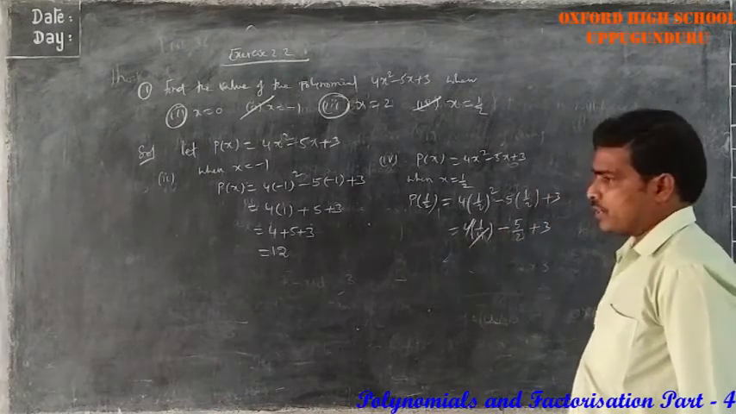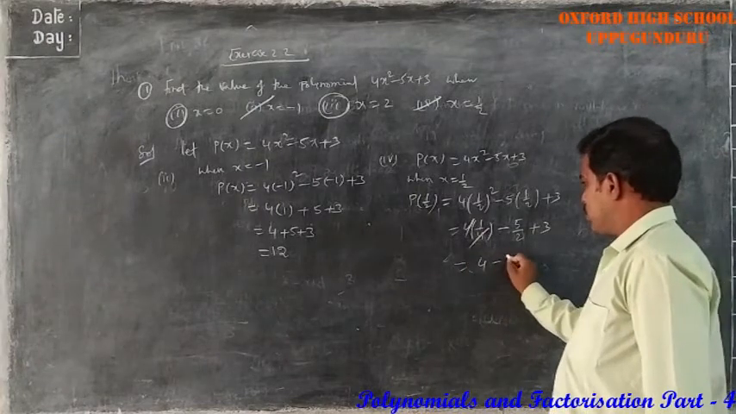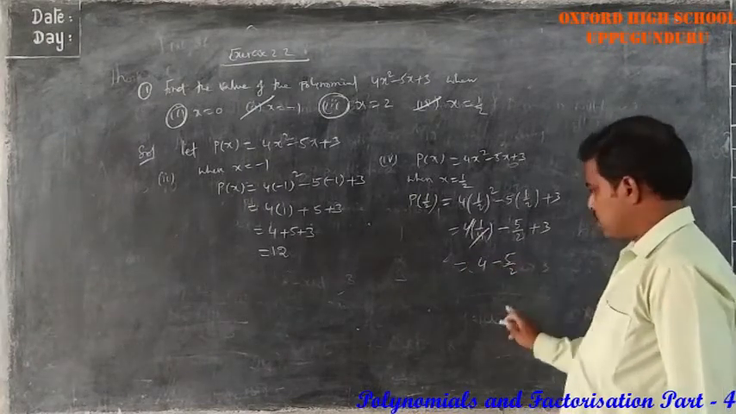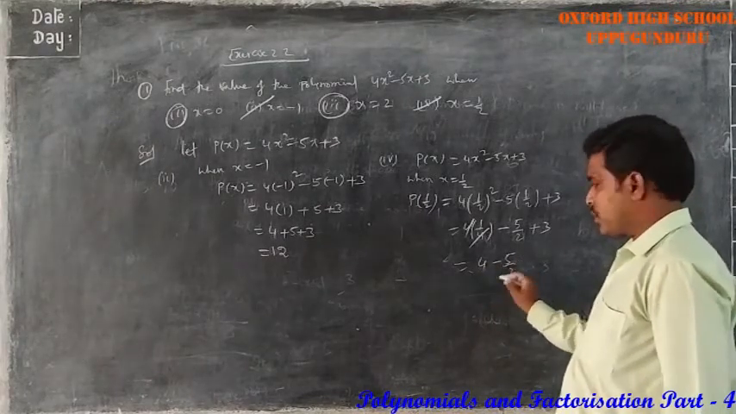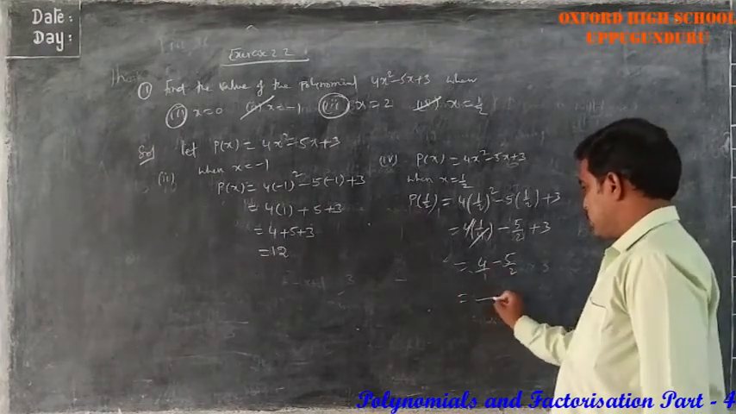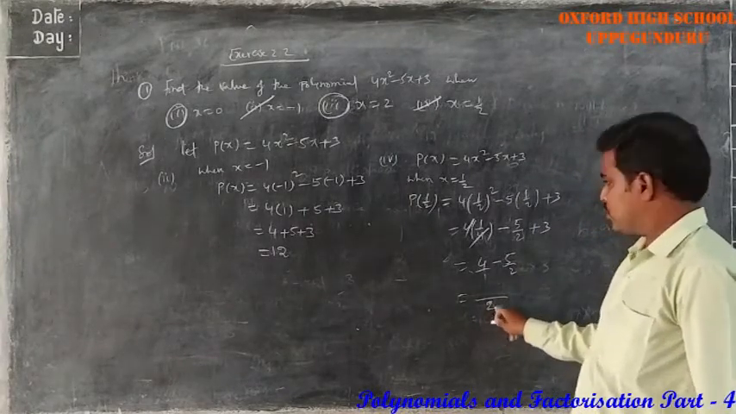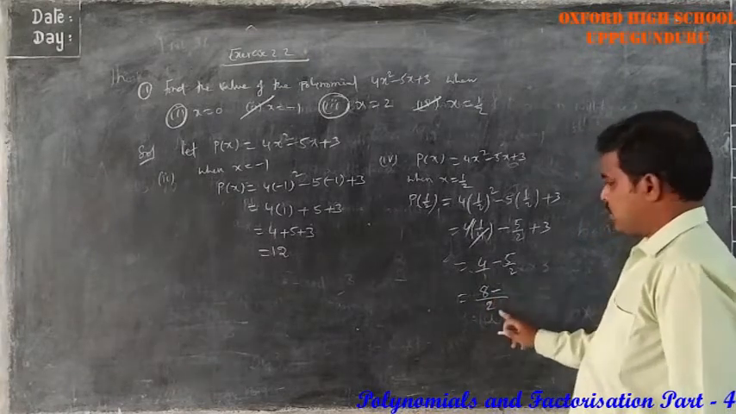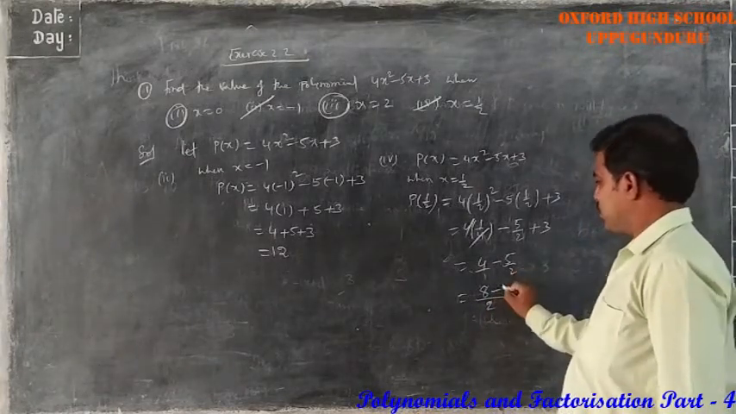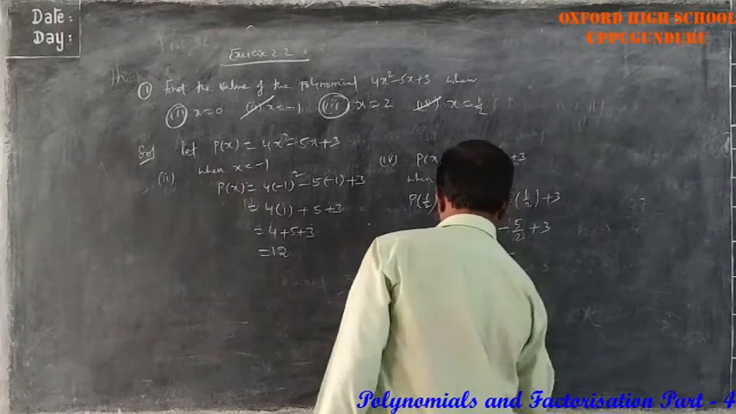4, 4 gets cancelled. 1 plus 3, 4. 4 minus 5 by 2. 4 minus 5 by 2 means 2 4s are 8, 8 minus 5. Otherwise, LCM is 2. 1 goes in 2 times, 2 4s are 8 minus 2 goes into 1 time, 1 into 5, 8 minus 5 by 2. 8 minus 5 is 3 by 2.